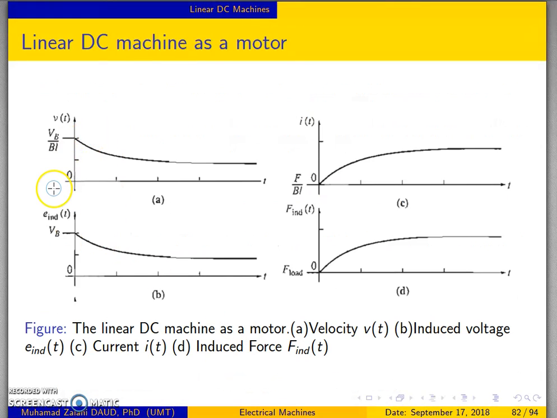So this is the graph that shows the behavior of the DC motor. The speed is reducing because we put the load. When we put the load, the speed is reducing up to steady state condition. Similarly, the induced voltage will also be reduced because of the increase of current. The induced voltage will be reduced up to the steady state condition with load. Similarly, the current is also increasing up to some time until it achieves the steady state condition.